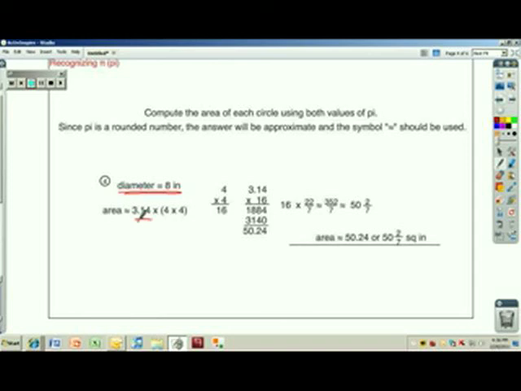So here's area of the circle, pi times r squared, 4 squared. What's 4 squared? 16. So they took 3.14 times 16 and got 50.24. Then they multiplied r squared, 16, times 22 sevenths for pi, and they got 352 sevenths. 7 goes into 352 50 times with a remainder of 2. 50 and 2 sevenths square inches. Notice it's square inches on this because it's the area.